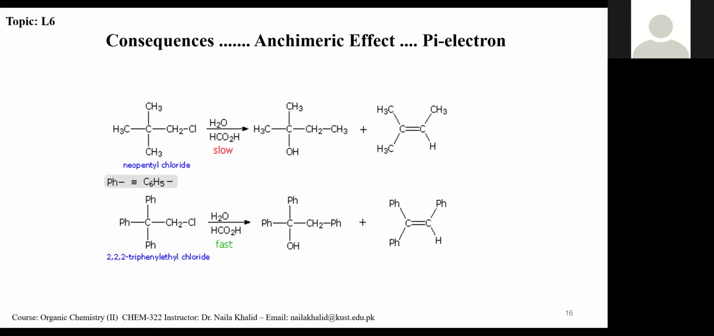Here is an example of the pi. Here is an example of not the pi. This is the pi electrons of the benzene ring. So these two, here the 3-methyl group, here the 3-phenyl group. This reaction is faster than this one.